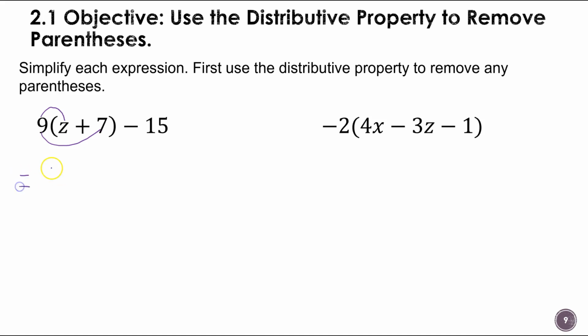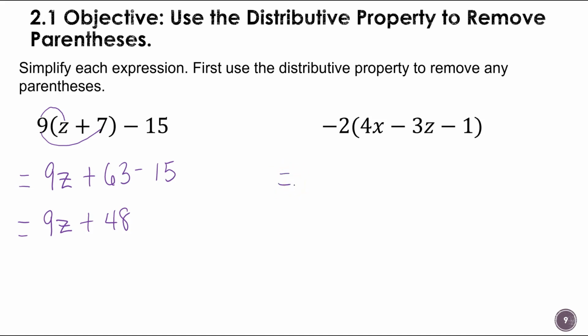So that is going to be 9 times z, which is 9z, plus 9 times 7, which is 63. And then, of course, we're subtracting the 15. All right, so the 9z stays. We take 63 and subtract 15, which I believe would be 48. I'm double checking myself. Yes, 48. And so we're finished. So remove parentheses by using distributive property, combine like terms if needed.